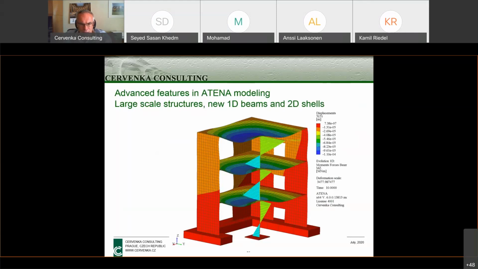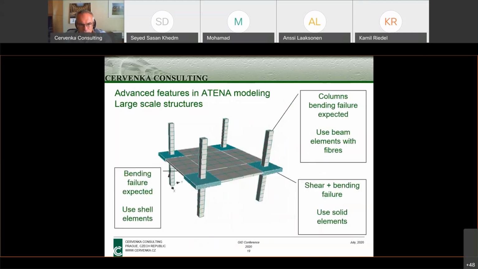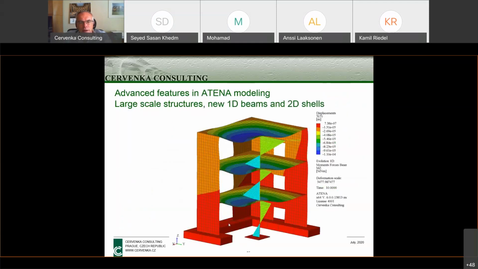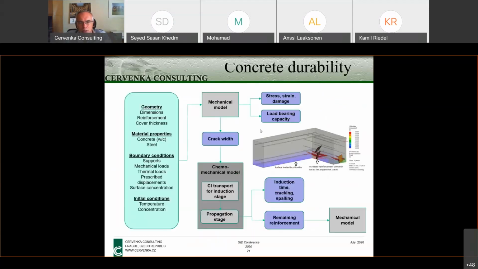So that's why in many cases, when we are using ATENA for consulting projects, we use these combined approaches. The areas where we expect shear, we model by solid elements. In the other areas, we can use successfully these elements which we know are good in bending, such as shells and beams.